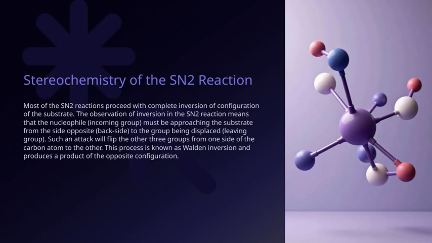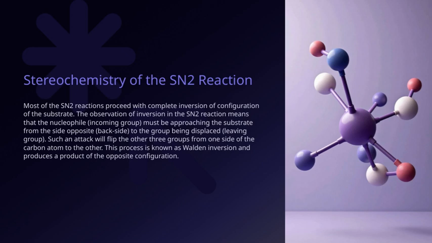Most SN2 reactions proceed with complete inversion of configuration of the substrate. This means that when the nucleophile attacks, it does so from the opposite side of the leaving group. The key idea here is that the nucleophile approaches from the back side, opposite to where the leaving group is departing. This attack causes the three other groups attached to the carbon to flip from one side to the other.